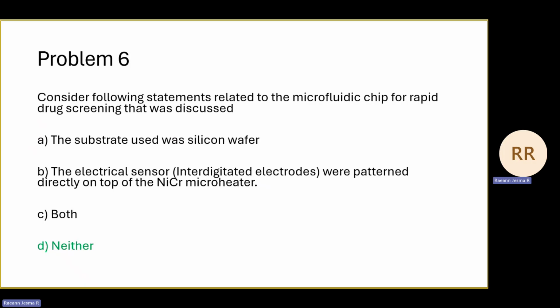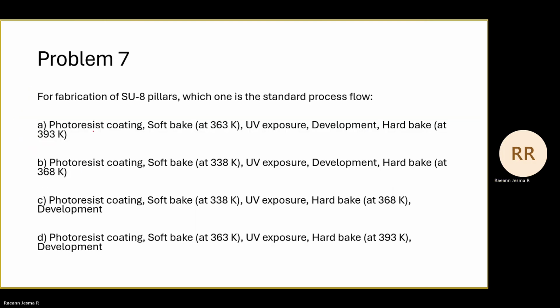Now let us move on to the next question, problem 7. For fabrication of SU8 pillars, which one is the standard process flow? Option A, photoresist coating, soft bake at 363 Kelvin. So for 363 Kelvin, you have to subtract 273 from it, right? So you'll get 90 degrees centigrade. UV exposure, development, hard bake at 393 Kelvin. So 393 Kelvin is 120 degrees centigrade.